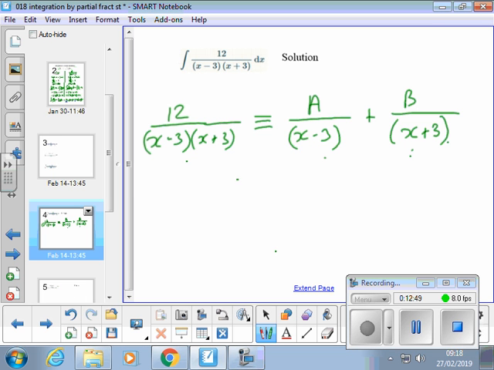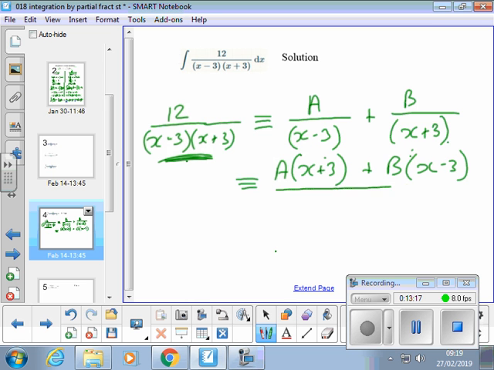So we can go as equivalent to A. If we multiply those two together, x minus 3 and x plus 3, we've got that. Then those two can have the same denominator. So we have A times x plus 3 plus B times x minus 3, and we can now put that over the common denominator x minus 3 times x plus 3. Remember that? Yeah.